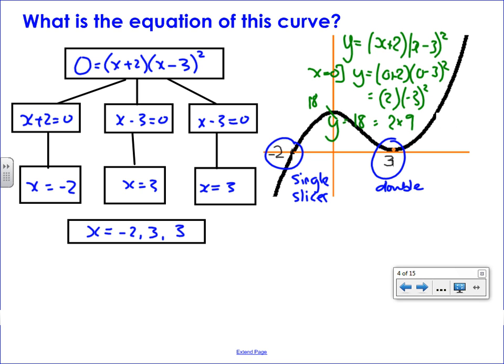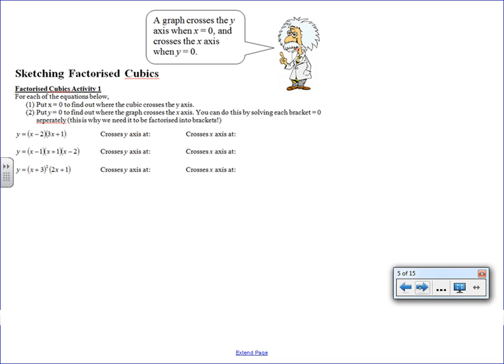Exactly. Perfect. Okay. In your pack, you've got a little activity to do. Find out where these things cross the x-axis and the y-axis. So pause the video now. See if you can find out what the y-intercept and x-intercepts are, and then unpause the video, and we'll go through the answers. Okay, we'll go through the answers now.